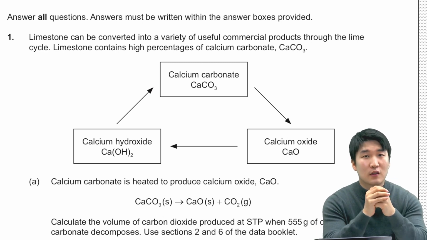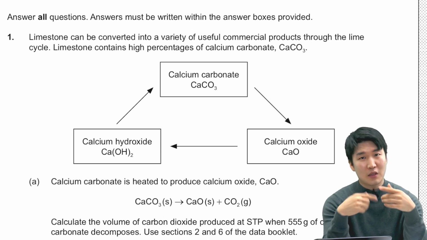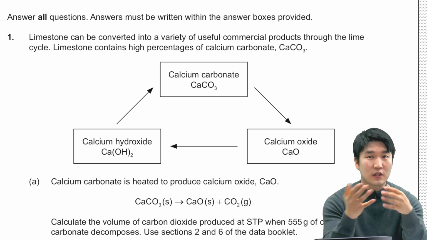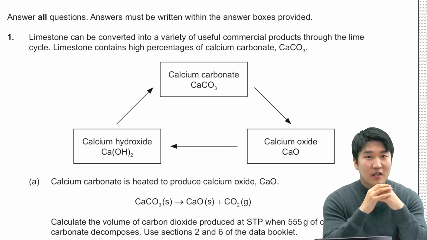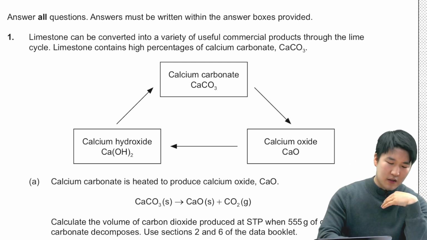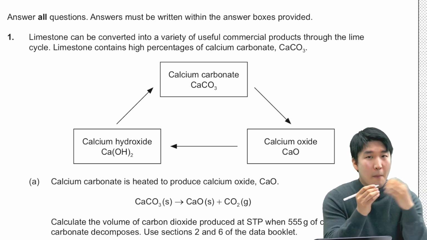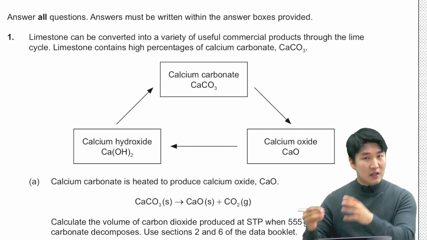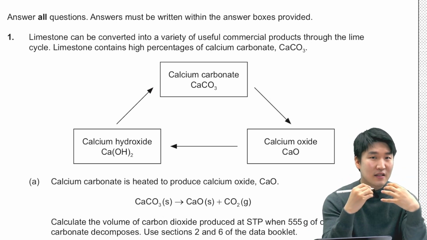Starting off with what seems to be a limestone cycle, where calcium carbonate can be converted into calcium oxide, oxide to calcium hydroxide. We're going to start off with the first step, calcium carbonate turning into calcium oxide and carbon dioxide via decomposition. We're given a mass of calcium carbonate to start off with, and this will convert to a specific amount of carbon dioxide, and we are asked to calculate that.